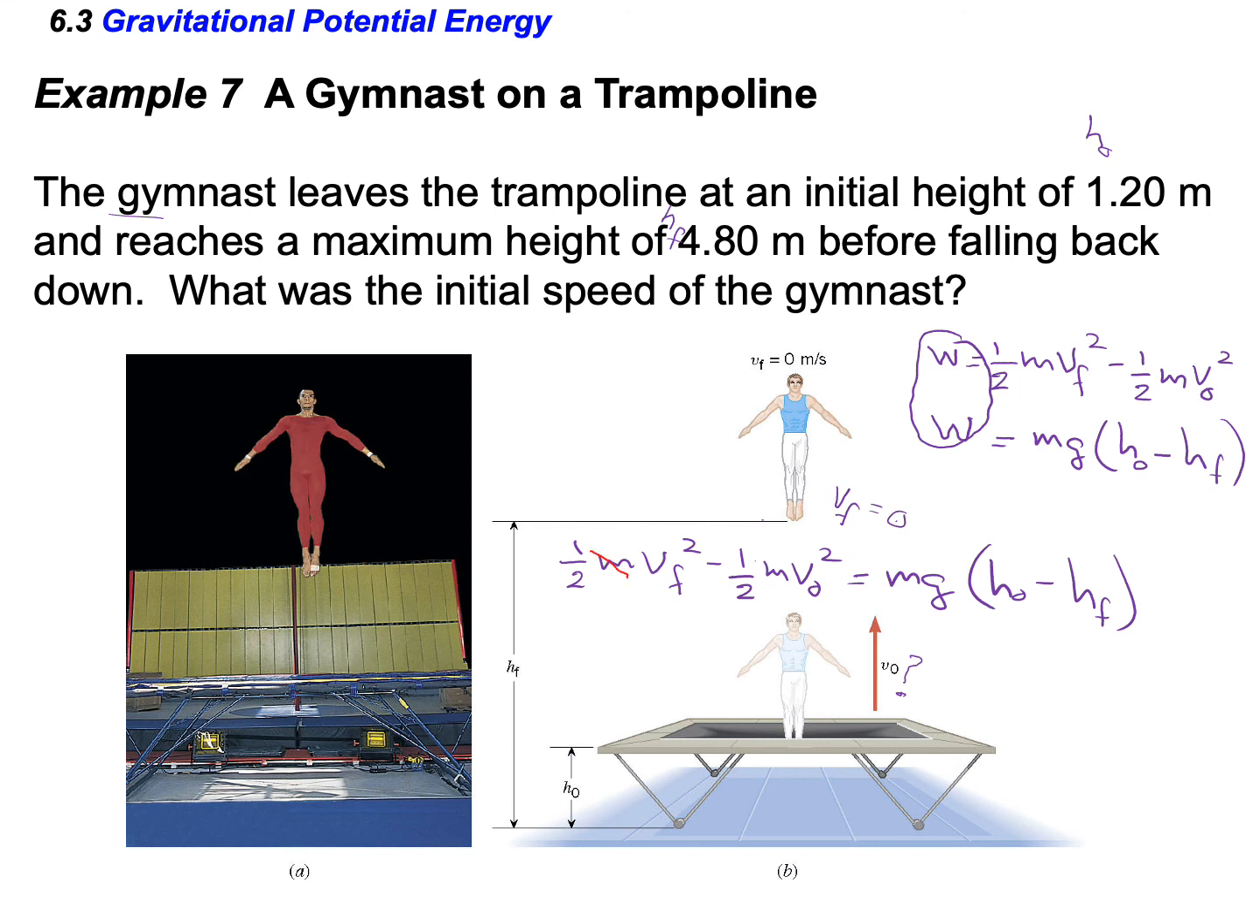There are some common terms like mass. If you divide by m, all three terms, the two terms on the left side and the single term on the right side, have m, therefore I can cancel m. And also v final is 0, so you have only one equation: negative half v naught square is equal to g times (h initial, which is 1.2, minus h final, which is 4.8). So from this equation you can solve for v naught and find the initial speed.